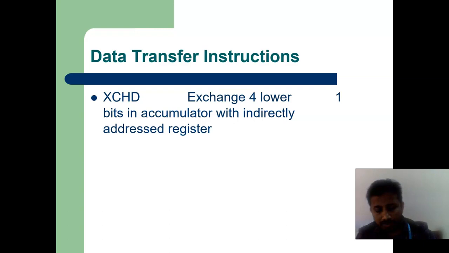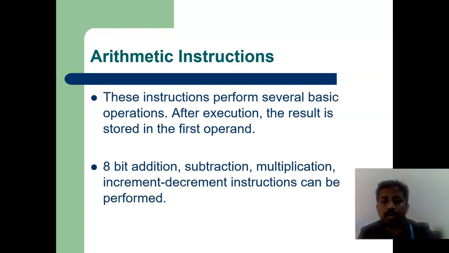This is one of the very different type of data transfer instruction, SWAP. Now, what happens over here is that the lower 4 bits of the accumulator are being copied to the higher 4 bits, and the higher 4 bits are being copied to the lower 4 bits. So automatically it will take into consideration the accumulator only.